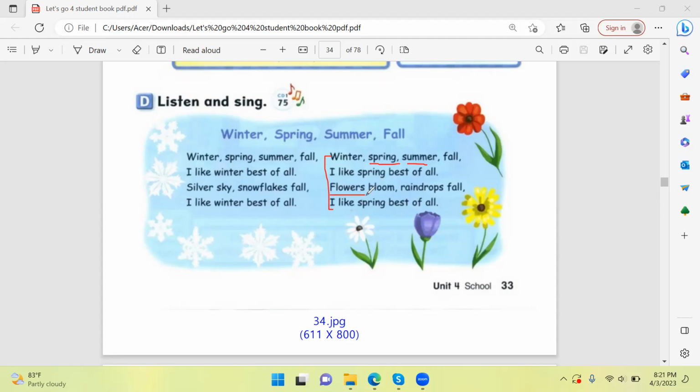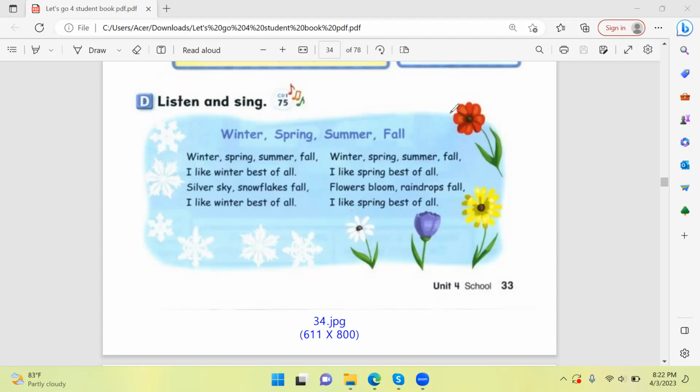Flowers. Flower bloom, blown, bloom. Okay, next one. What about this one? It is raindrops. Okay, fall. Very good. Raindrops fall. I like spring best of all.